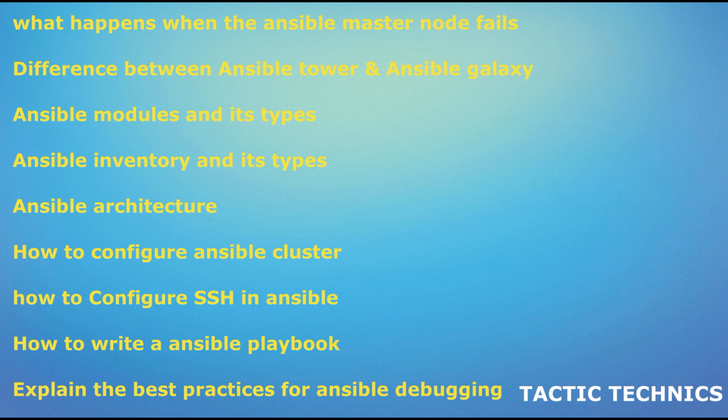Let's say you have a web application that runs on a cluster of servers, and you want to automate the process of deploying updates to the application. Here's how you might use an Ansible playbook to accomplish this. Create a playbook that defines the tasks needed to deploy the updates to the web application. For example, you might need to copy the updated files to the servers, stop the web server, start the new version of the application, and then restart the web server.